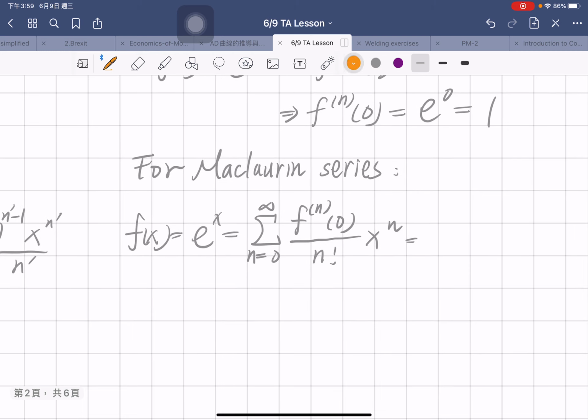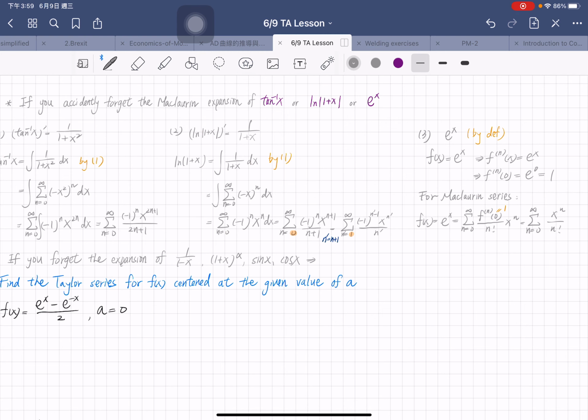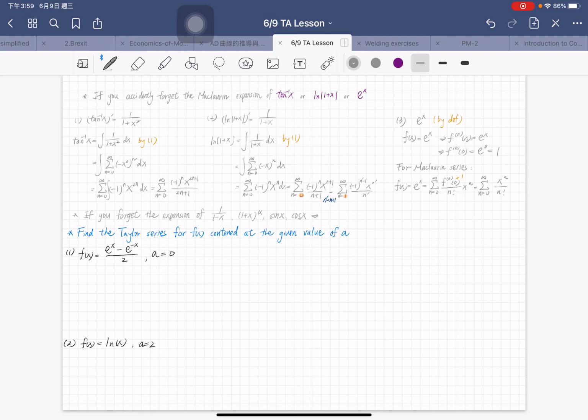So this will be 1. This will be 1. Okay? So what I get at the end is the summation n from 0 to infinity of x to the n power over n factorial. For the third expansion, if you forget it accidentally, you can try to derive it by yourself.